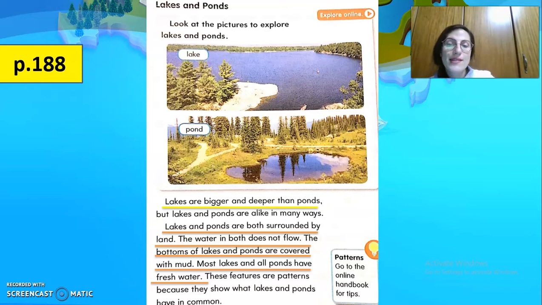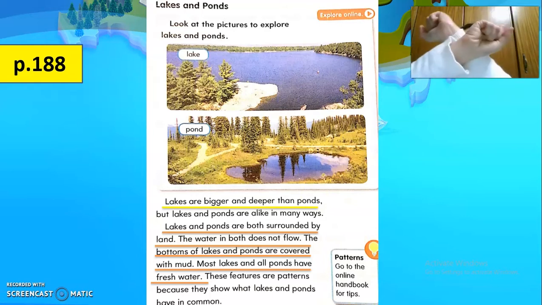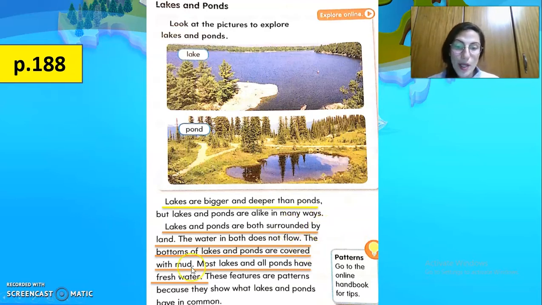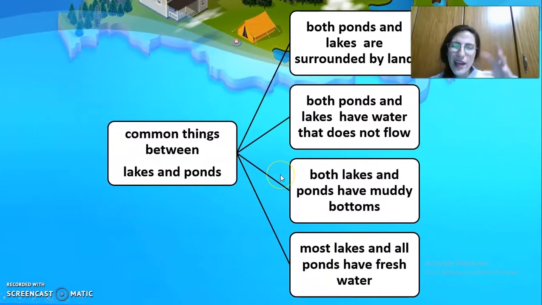It means that every time I say lake and pond, the first thing that comes to my mind is that both lakes and ponds are surrounded by land, okay, on all directions. Then the second thing that comes to my mind is that in both the lakes and the ponds the water does not flow. It means it stays in its place, okay? Then the third thing that comes to my mind is that both the lake and the pond have what? A muddy bottom. What about the type of water in it? Most lakes and all ponds have fresh water. Clear? Let's continue. So how can we keep them in our mind in a really good, fast, quick, lovely way?